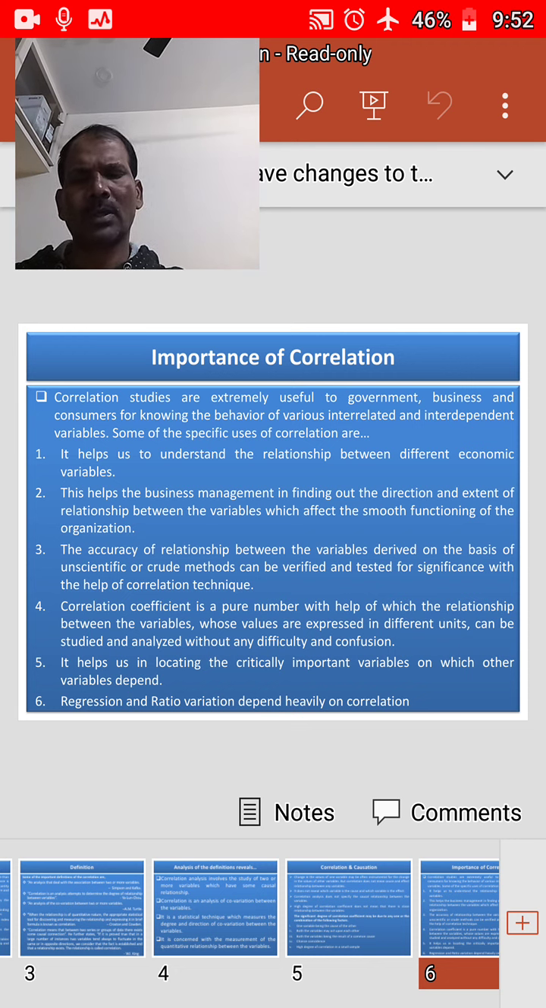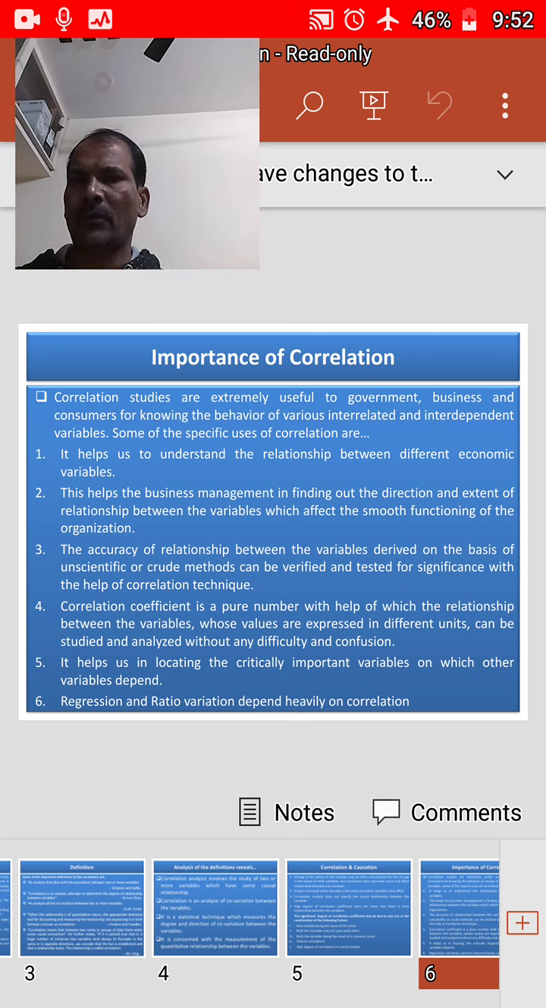Second one is correlation analysis helps the business management in finding out the direction and extent of relationship between the variables which affect the smooth functioning of the organizations. Right? Example, with the help of correlation technique, the business executive can find out a degree of relationship between advertisement expenditure and amount of sales generated. If you spend more, if you get more sales, then suddenly you think that the advertisement has a significant effect on improving the sales, right?